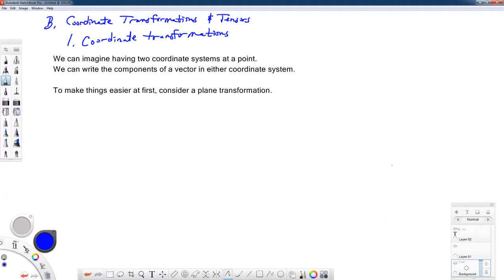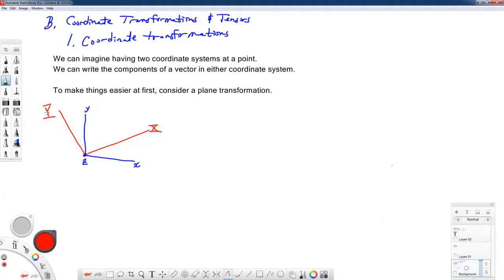Now, when I say a coordinate transformation, I mean if we can imagine us having a coordinate system, maybe our typical x and y coordinate system, and we can go 3 dimensions if we want, our z-axis here. We have a coordinate system, and we have another coordinate system at that point that's rotated with respect to the original coordinate system. So maybe this is a capital X coordinate system and a capital Y coordinate system over here. So we can imagine having 2 coordinate systems at the same point, and if we have a vector, we can write components of that vector in either coordinate system.